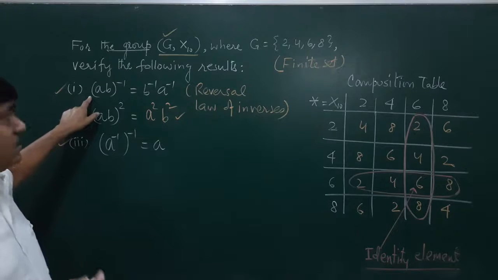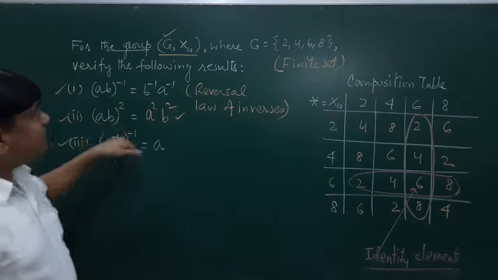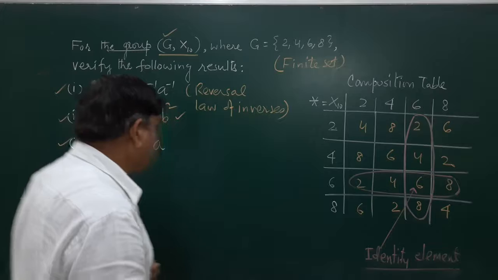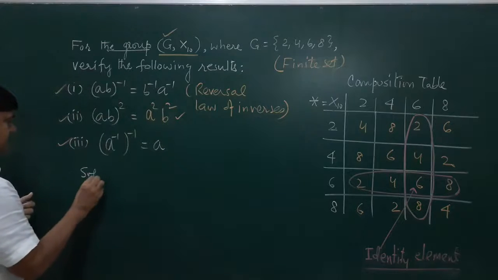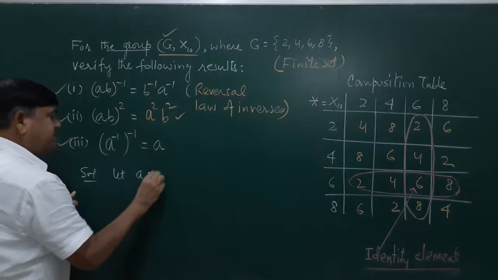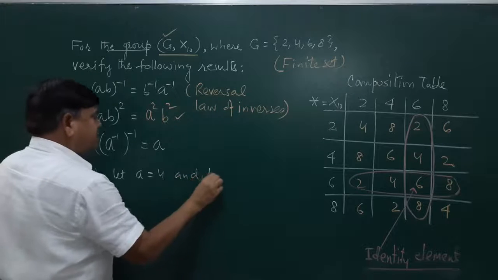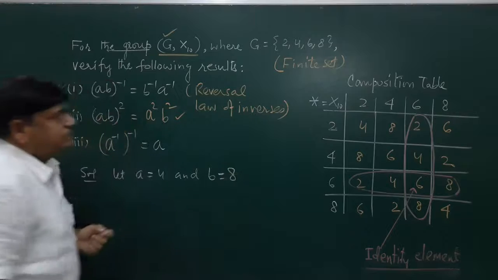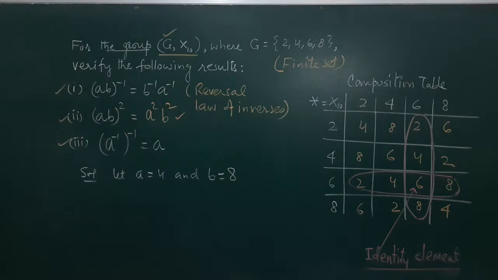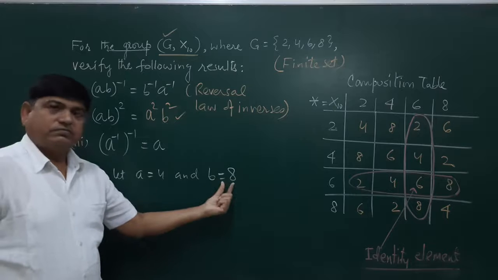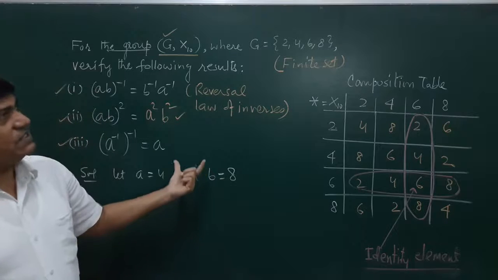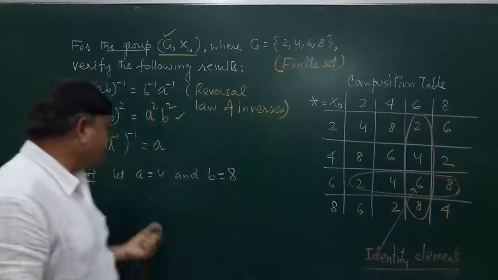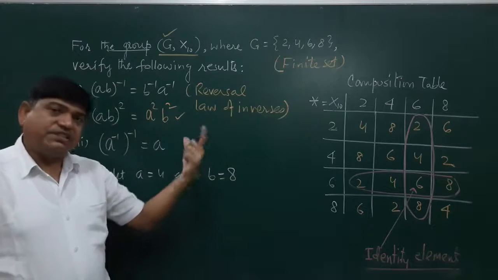So we consider, always remember, for all values of a, b, whatever you can write, 2, 4, 6, 8. So I write here, let a be 4 and b equal to, suppose I say, 8. Any two numbers you can consider, either 2, 4, or 2, 6, or 2, 8, or 4, 6. So I took a as 4 and b as 8.